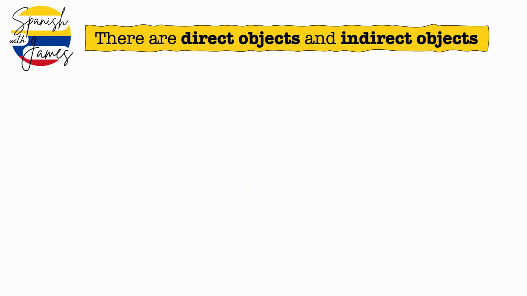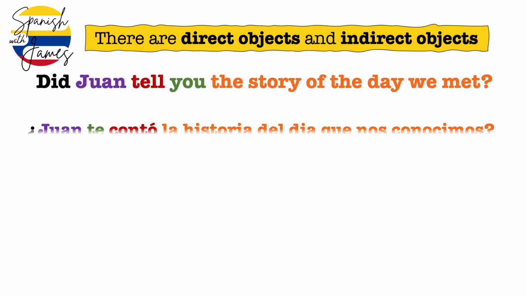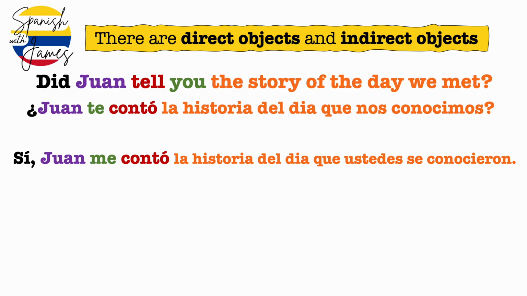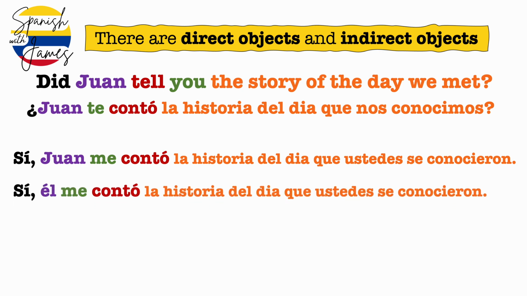Now if someone were to ask me, did Juan tell you the story of the day we met? Juan te contó la historia del día que nos conocimos? My response could be quite long. They've already mentioned these things, they've already mentioned a subject, they've mentioned an object and the action. I might say, sí, Juan me contó la historia del día que ustedes se conocieron. It's a very long answer. I could shorten this by saying, sí, él me contó la historia del día que ustedes se conocieron. So yes, he, instead of Juan told me, yes, he told me. So I've replaced Juan with he, the subject pronoun. I could just shorten it a bit further by saying, sí, él me contó la historia. Yes, he told me the story.